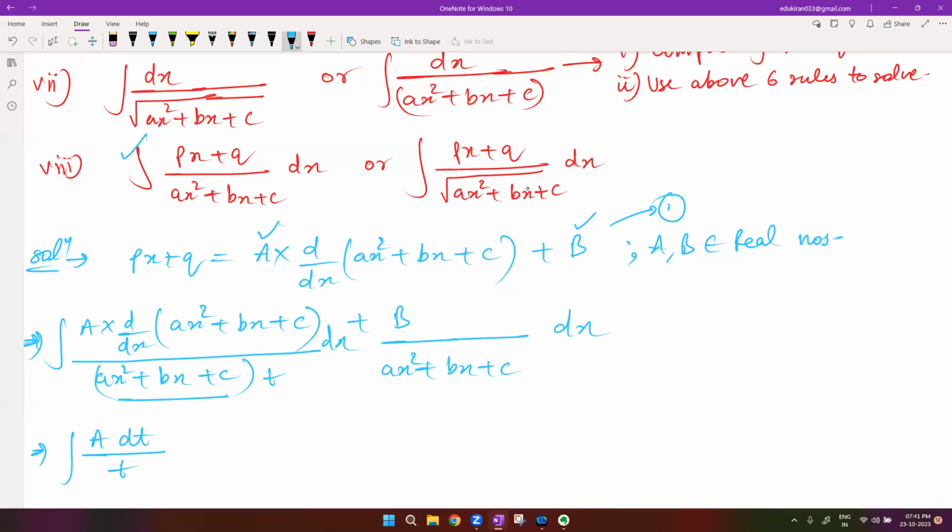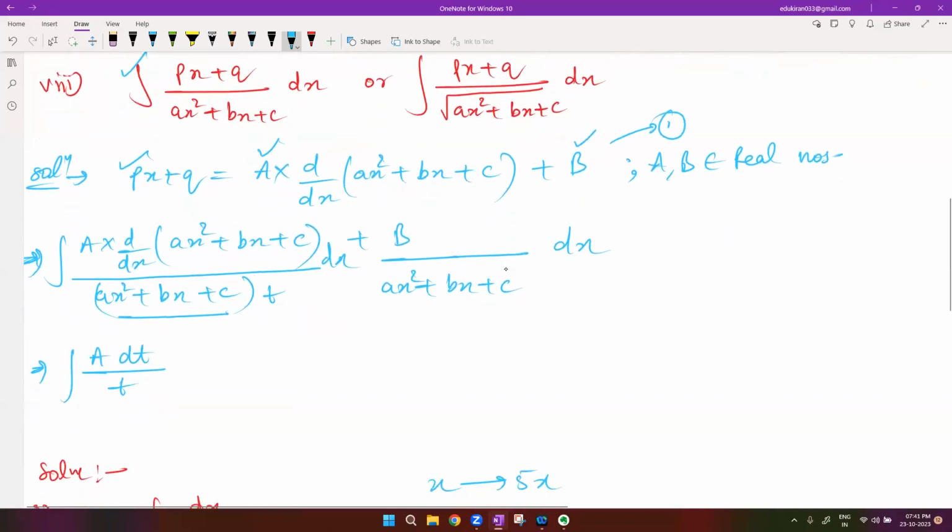Every time you are able to convert this into this form, a into differentiation of denominator plus b, the first part of the question will always be like this: a into dt upon t. A is a constant and its integration will be a log t. And t, you know what is t? ax square plus bx plus c.